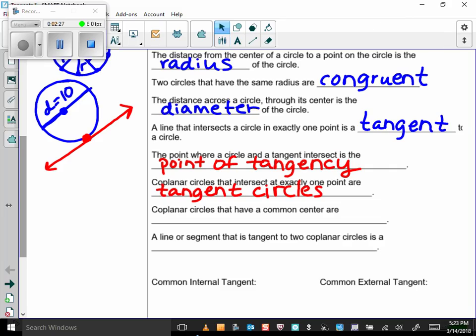Coplanar circles that intersect at exactly one point are called tangent circles. And I'll draw you a couple of those here. Tangent circles, well, I could draw one right here. Circles that intersect at exactly one point. Tangent circles. They don't have to be congruent to be tangent.